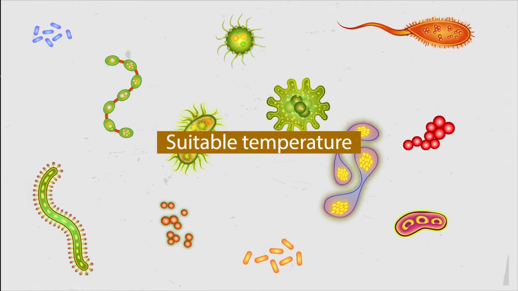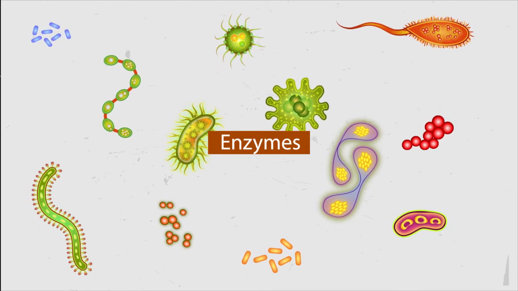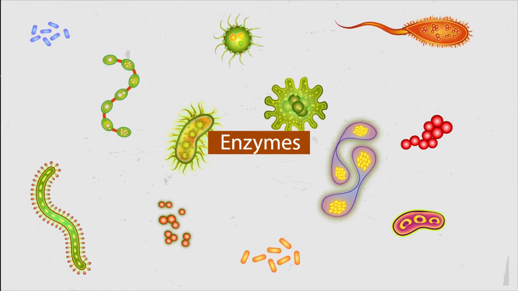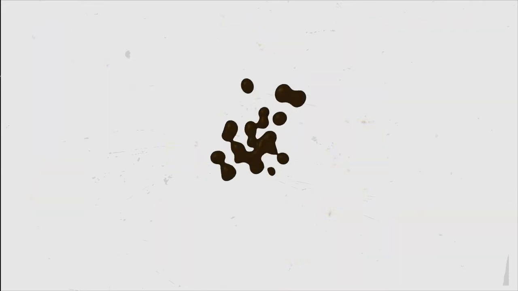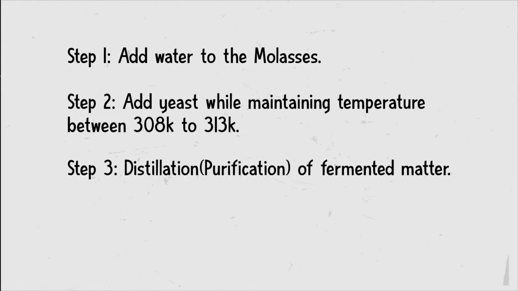The microorganisms which enter the matter produce a specific type of enzymes, which act like organic catalysts to decompose the substance. Fermentation of molasses includes 3 steps. Dilution of molasses by water such that the solution contains about 10% sugar. Addition of yeast and maintaining the temperature range of 300 degrees Kelvin to 313 degrees Kelvin. Yeast acts as a catalyst for fermentation.